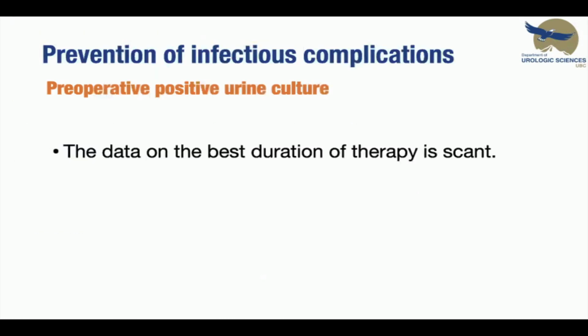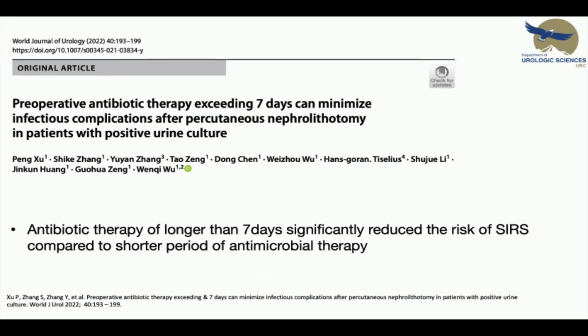The data on the best duration of therapy in high-risk patients with a preoperative positive urine culture is scanned. In this study, 220 patients with positive urine culture undergoing PCNL were prospectively registered. Initially, preoperative antibiotics were given empirically. Postoperative systemic inflammatory response syndrome was the primary outcome. Antibiotic therapy of longer than 7 days significantly reduced the risk of infectious complication compared to a shorter period of antimicrobial therapy in patients with preoperative positive urine culture.